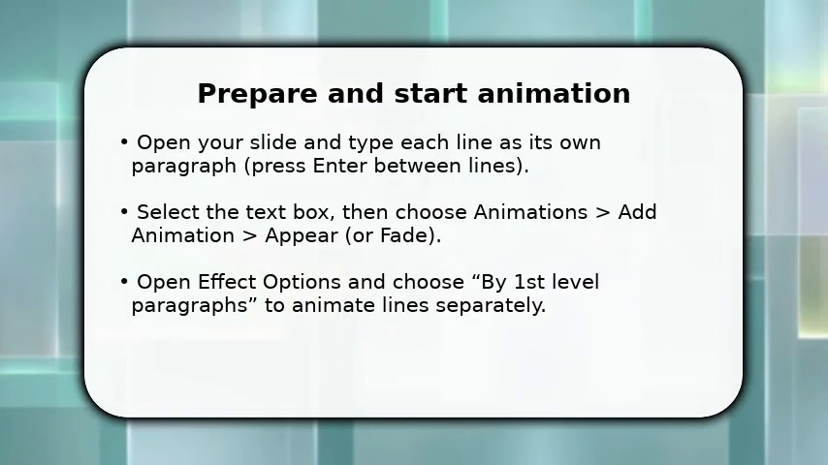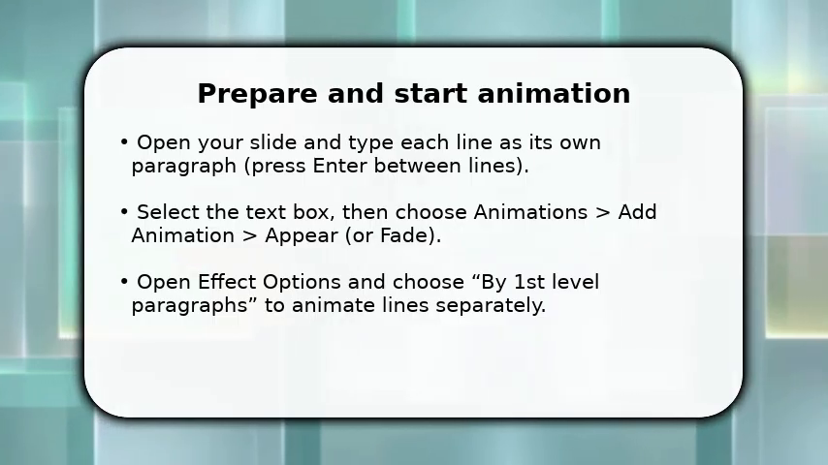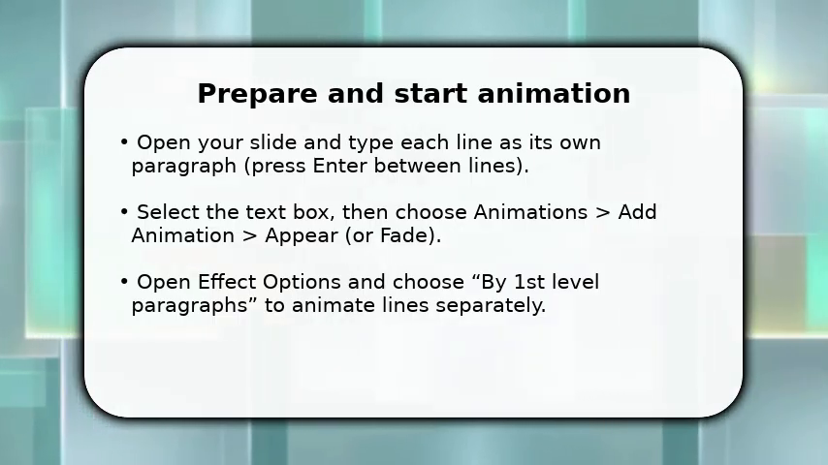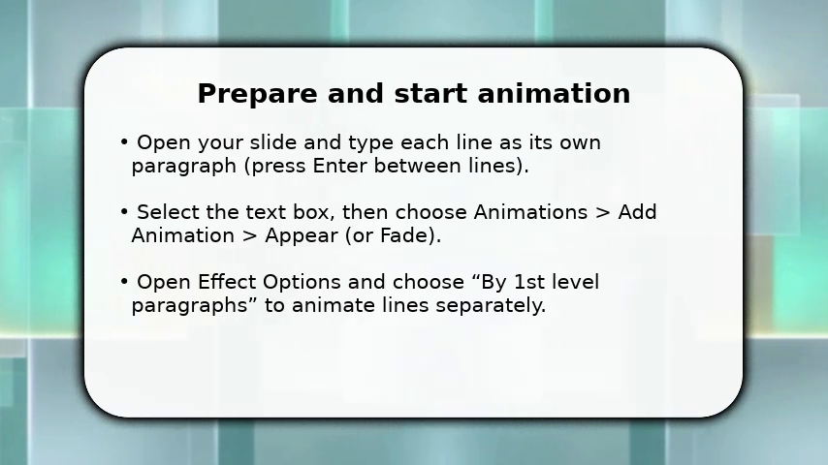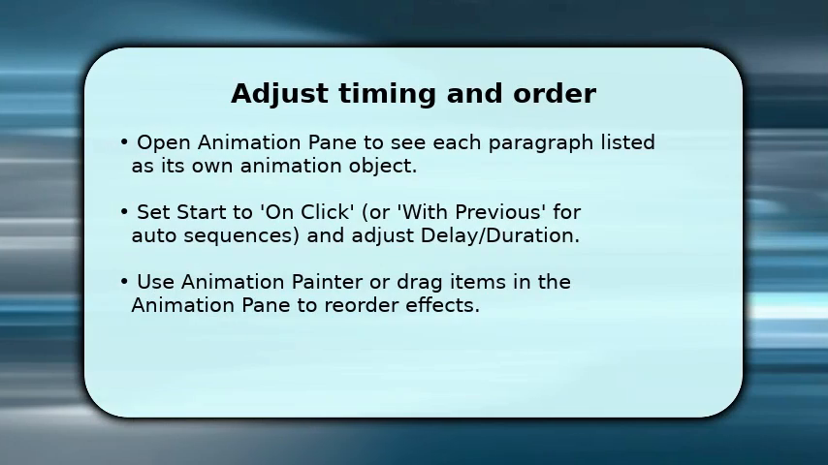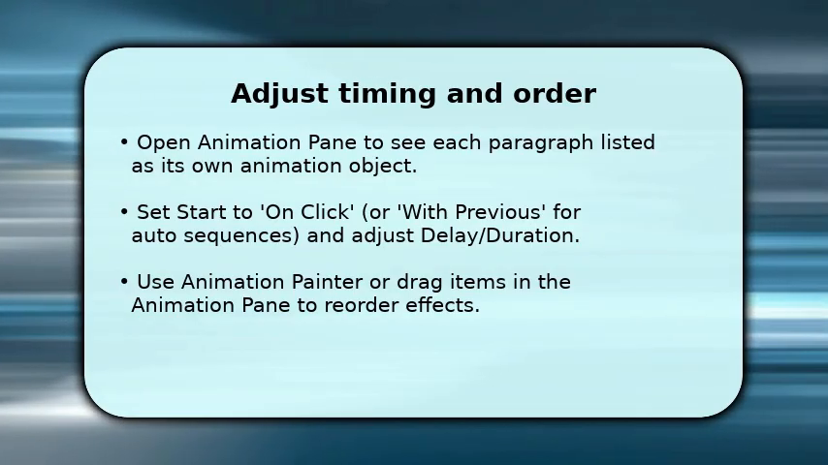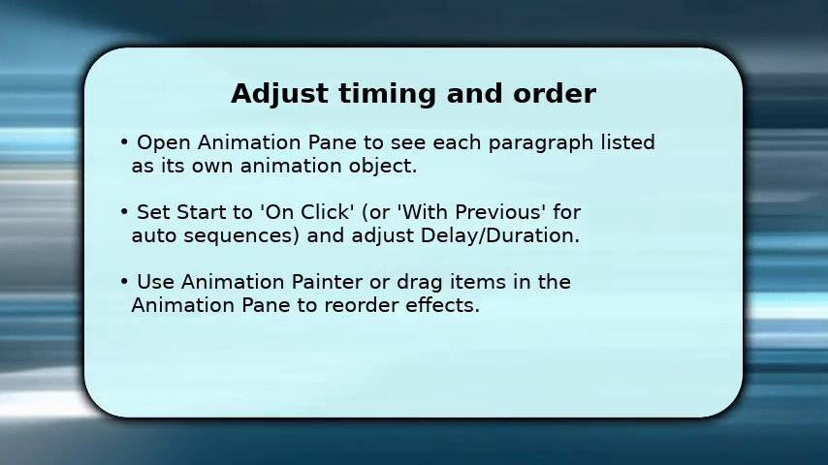You're not done yet. Make sure the text is formatted correctly, and move on to timing so each line appears exactly when you want it to. Once the paragraphs register as separate items in the animation pane, you control when and how they appear. Set each to start on click if you want one line per click, or use with previous and small delays for auto timing. Adjust duration to smooth the entrance and tweak delay to pace the sequence.